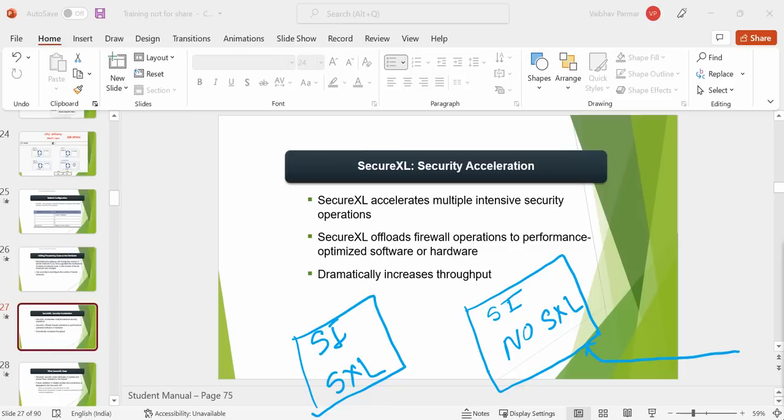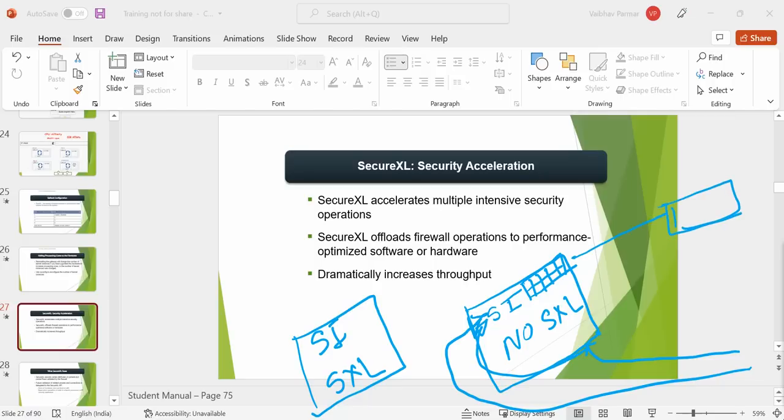What will happen? That packet goes to the firewall with no SecureXL, so it will not go here. It will go to the stateful inspection. Here the packet details get stored, and then the subsequent packet will come. It will again process here, and based on this, that packet gets processed further.